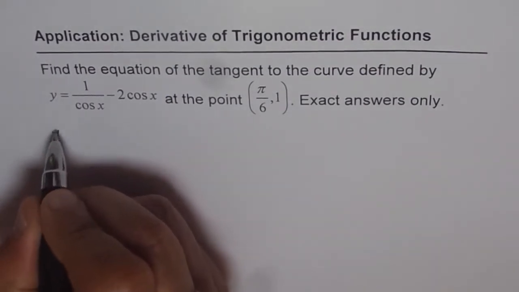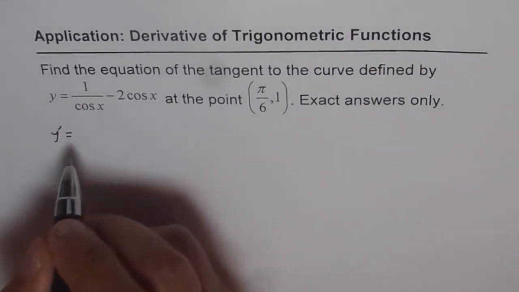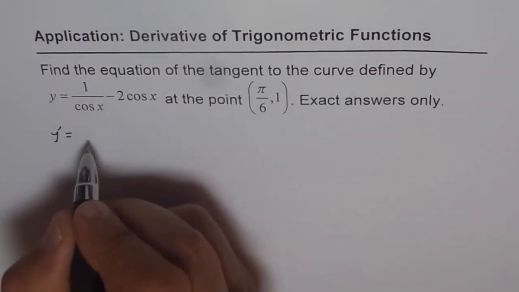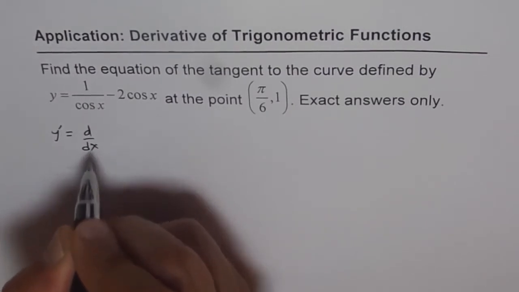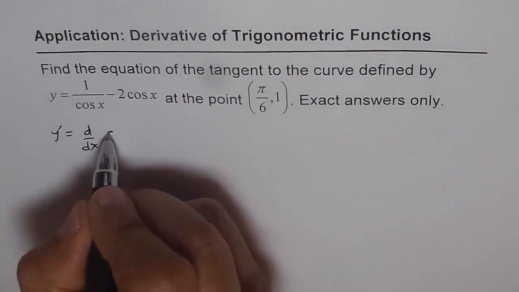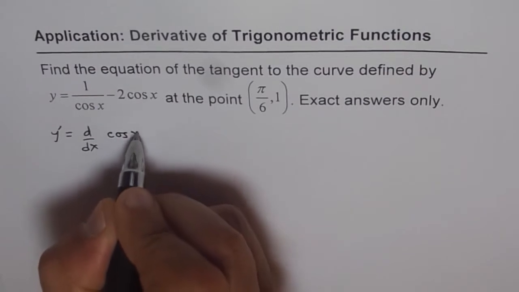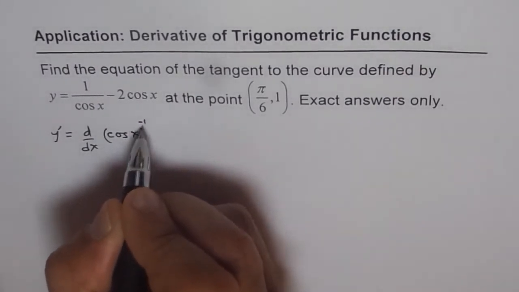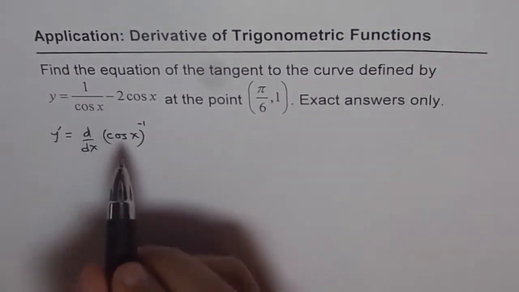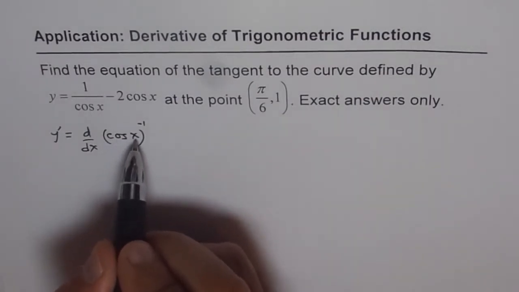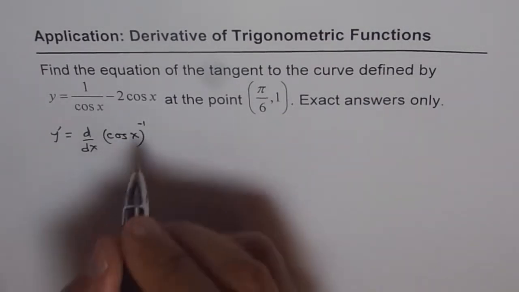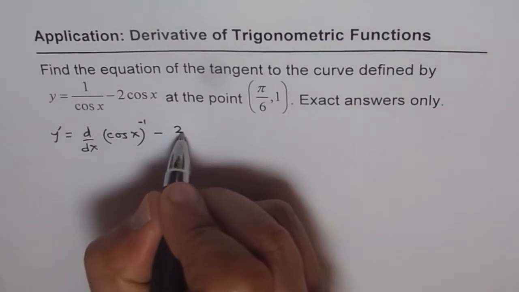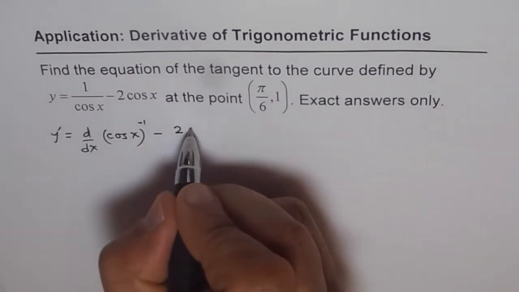What is y dash equal to? So y dash is the derivative of the first term. Let me write this as d/dx of cos x to the power minus 1. I know that is not a good way of writing it, I should have written cos to the minus 1 of x, but that helps us, and it helps many of my students to understand.